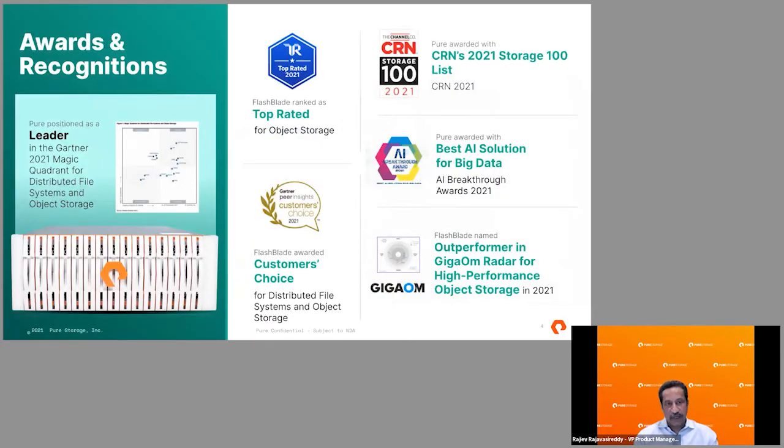Obviously, we are proud of the awards and recognitions we get, both from analysts as well as customers, as represented by the leadership in the Gartner Magic Quadrant that came out last year, and the GigaOM for performance object, and also the Gartner Peer Insights, which is mostly made up of customer testimonials. This is just a sampling of the awards we've gotten.